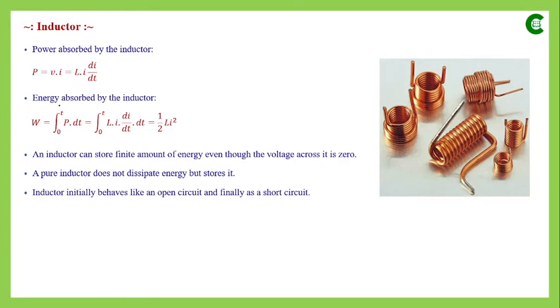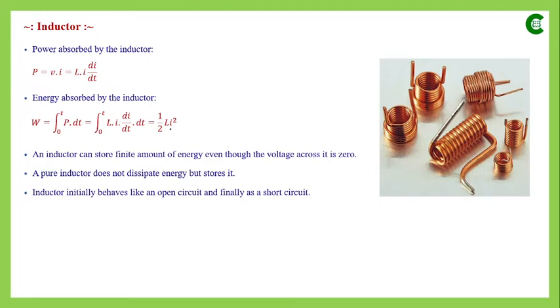So it is from 0 to t. T can have any finite value, and we know that integration is kind of summation only, so it is continuous summation. After we follow the rule of integration, finally we will get this value, half L i square. So here we can see that energy absorption in case of an inductor doesn't depend on voltage, rather it depends on the instantaneous current value that flows through that inductor.